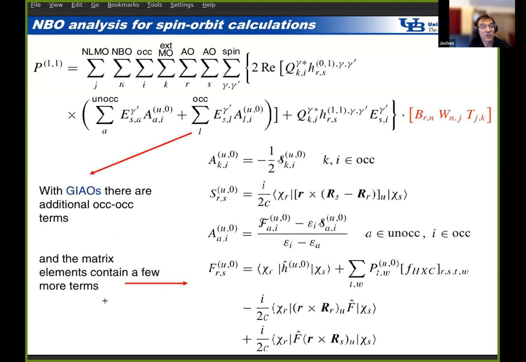For the shielding, just briefly, because we work in a basis set of gauge-including atomic orbitals, the previous expression gets a little bit modified. There are a few additional terms, but the principle is exactly the same. So you get this nested sum, and in the end, for the analysis, you either decide to do the analysis in terms of NLMOs or in terms of NBOs. The code prints out both for convenience, so you can choose which one you want to look at when the calculation is done.